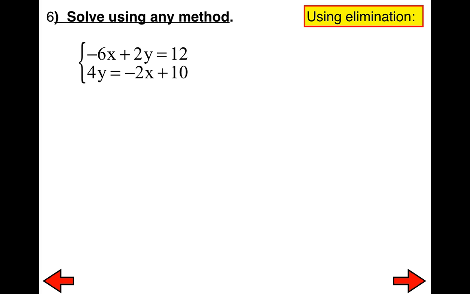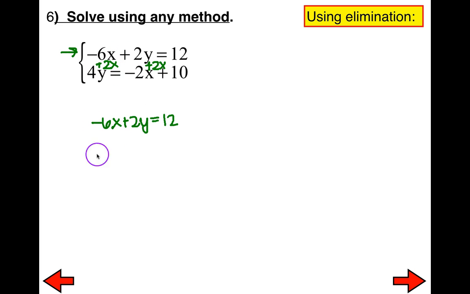The first thing I'm going to do is show you what might have happened if you used elimination. So the first equation's ready to go, so I'm going to write that down. Negative 6x plus 2y equals 12. The second equation is not. I'm going to have to move my x over. So we're going to add 2x to both sides.